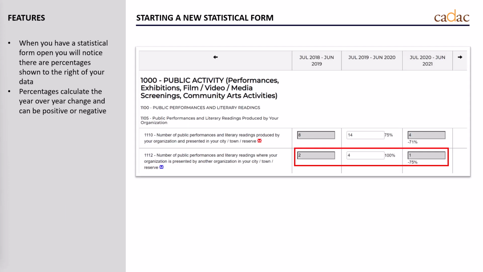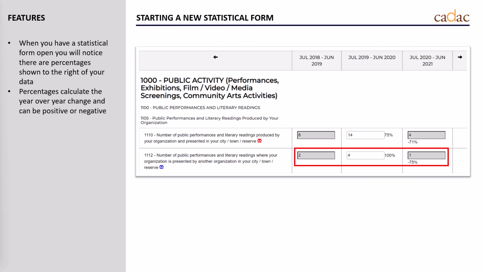So in the statistical form, statistics are also being calculated, but in this case, it's horizontal. So the percentage are going to be calculated from one year over to the other year, and the change can be positive or negative.